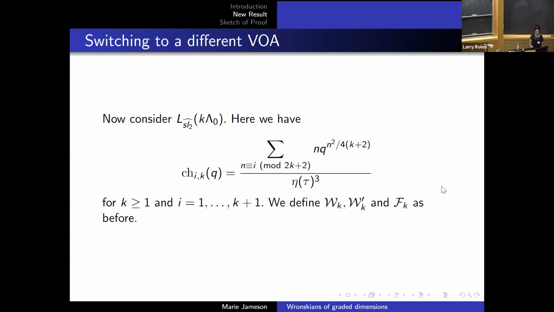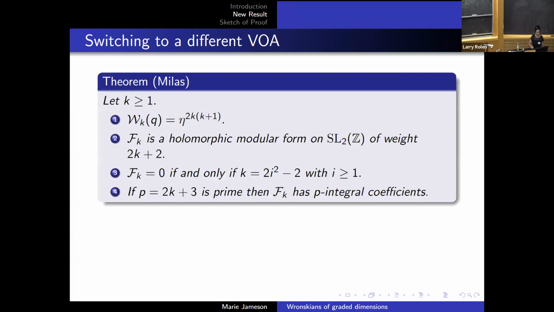And so you can play the same game. You can define the Wronskian and the Wronskian of the derivatives and this quotient in exactly the same way. And so what happens there? This was discussed in a paper of Antoine Milas from 2007. And he proved that, again, this Wronskian is a power of eta. And again, the quotient of Wronskians is a holomorphic modular form for SL2Z. And again, he can prove exactly when that modular form is 0.